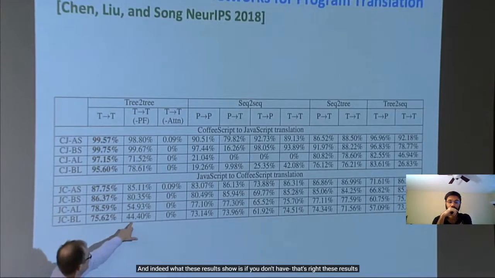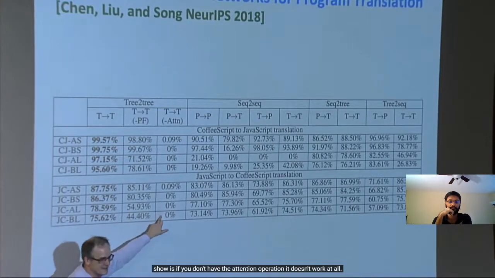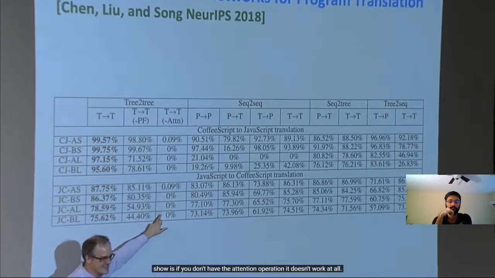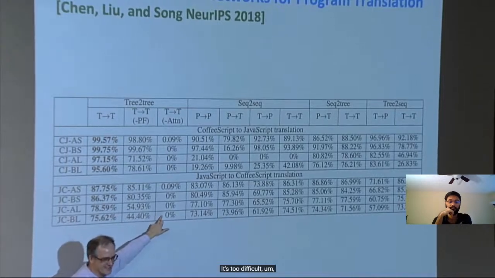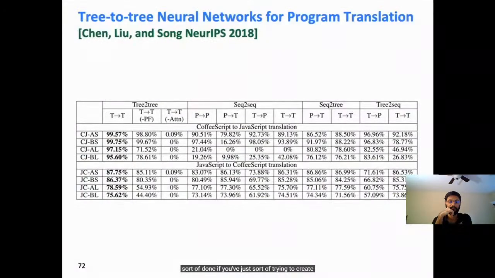And indeed, what these results show is if you don't have the attention operation, it doesn't work at all. It's too difficult if you're just trying to create a single tree representation and then generate the translation from that. But if you can do it by putting attention into the different nodes, that's great.